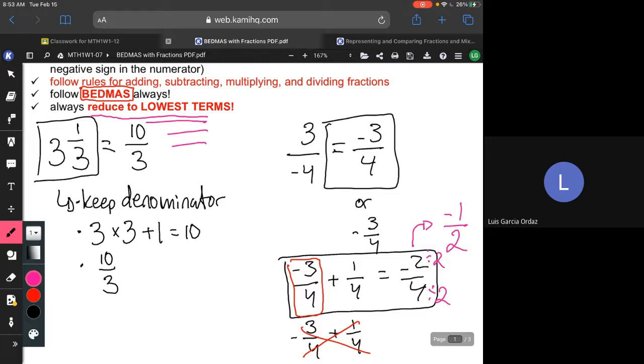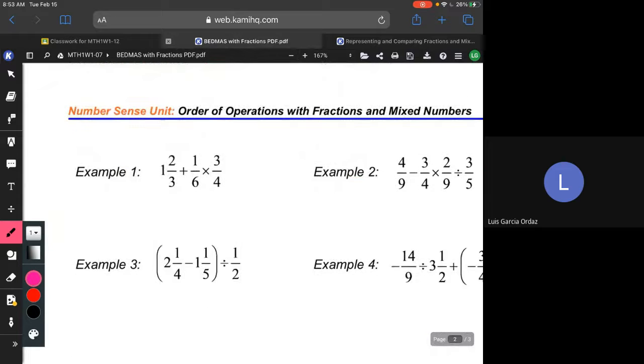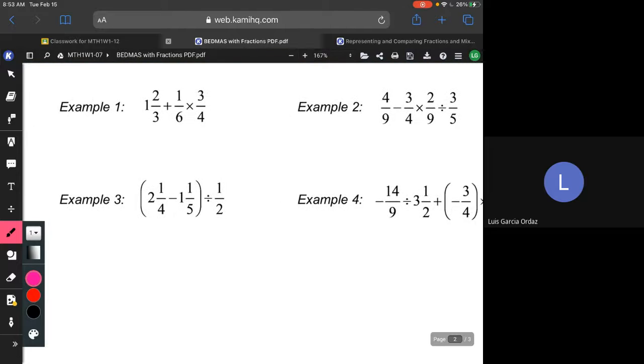Now let's get into some practice with BEDMAS and fractions. I have a couple of examples here, so we're going to start with example 1. As you can see, none of them have exponents, so you guys are lucky. I'm going to make one at the end with an exponent. In example 1, I have 1 1/2 plus 1 over 6 times 3 over 4.